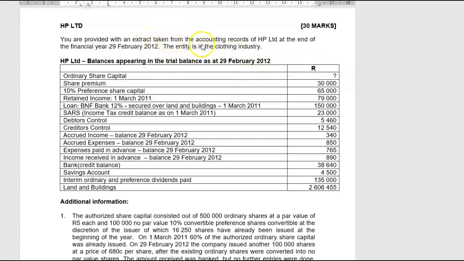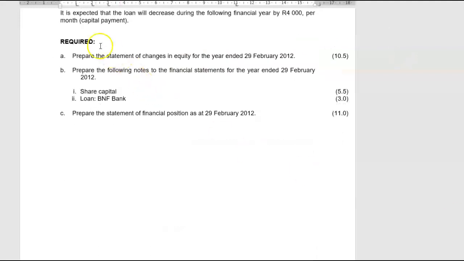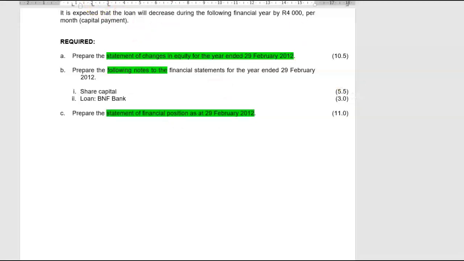You are provided with an extract from the accounting records of HP Limited at the end of the financial year, 29 February 2012. The entity is in the clothing industry and they give you the balances as at 29 February 2012. Then they also ask you, required, prepare the statement of changes in equity for the year ended 29 February 2012, the following notes to the financial statements, share capital and loan, and then lastly, prepare the statement of financial position as at 29 February 2012.